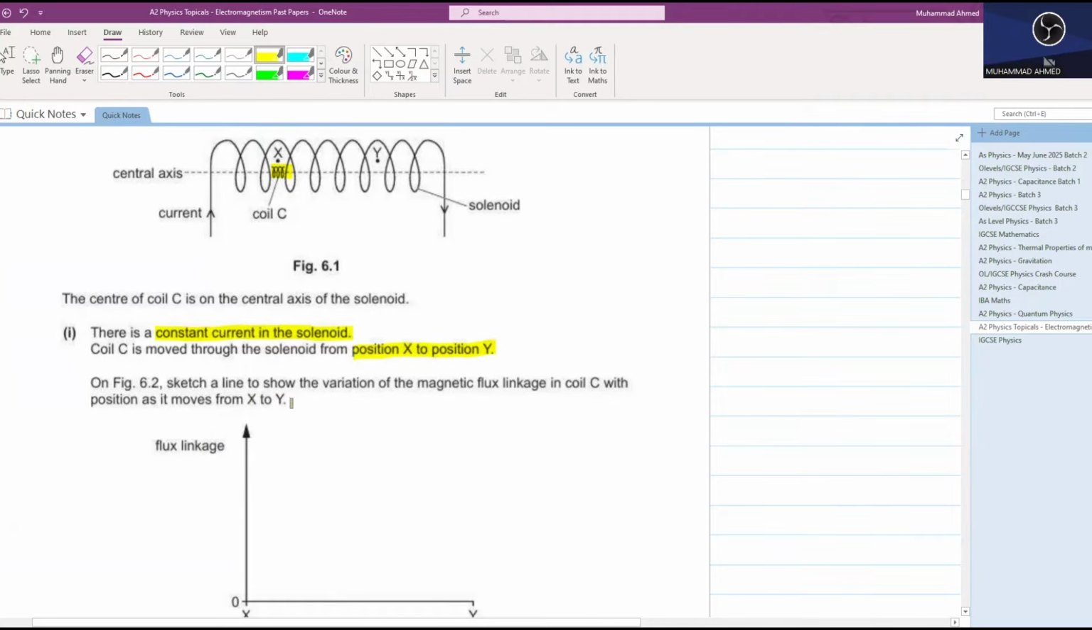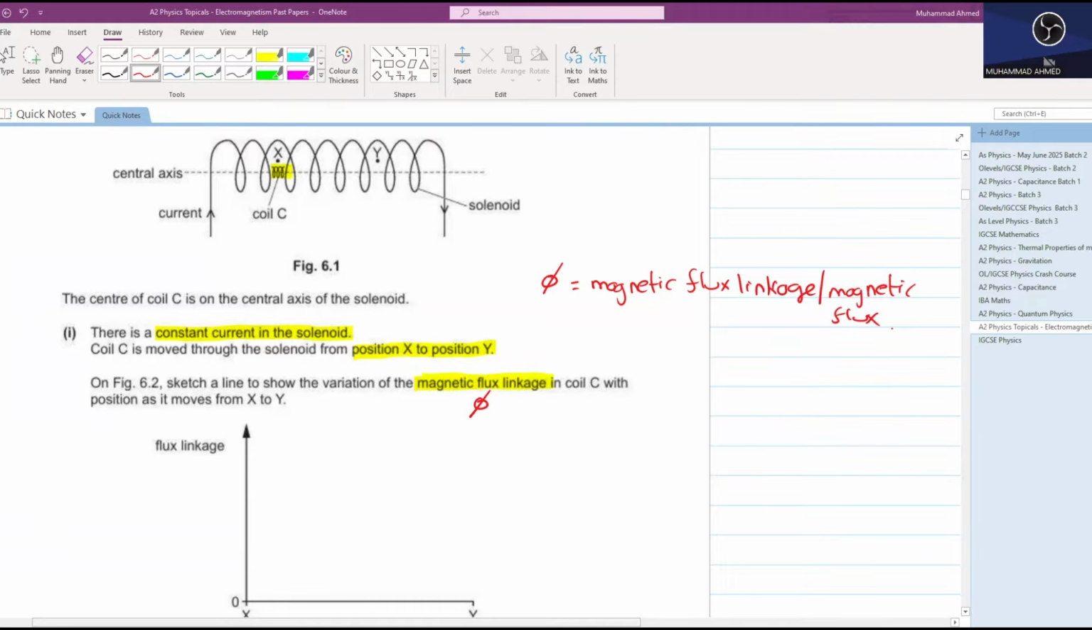On figure 6.2, sketch a line to show the variation of the magnetic flux linkage. You have to tell how phi will vary as the position shifts from X to Y. One thing to remember for examinations is that phi can be represented as magnetic flux linkage or magnetic flux. Both of these words will be used interchangeably for phi in your examinations. Let's see how we will draw the magnetic flux linkage versus distance graph.